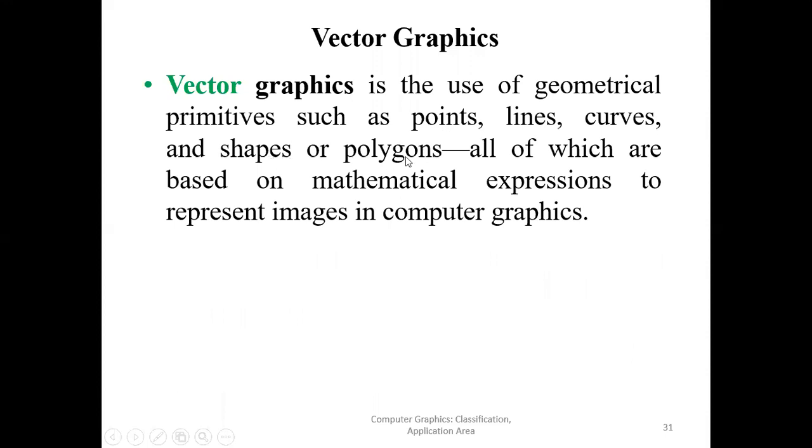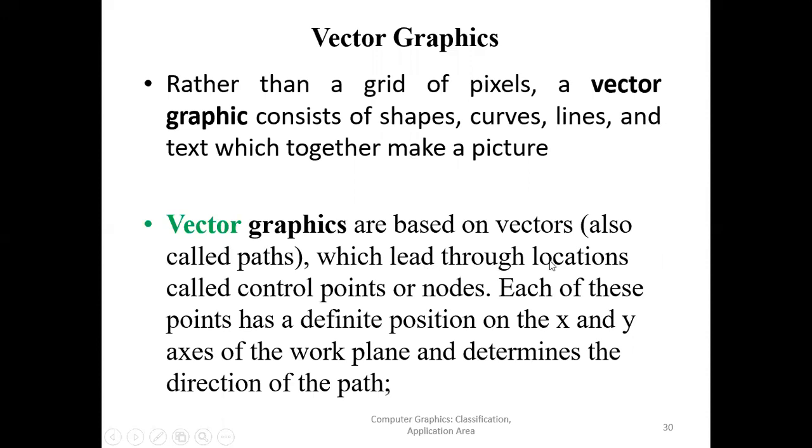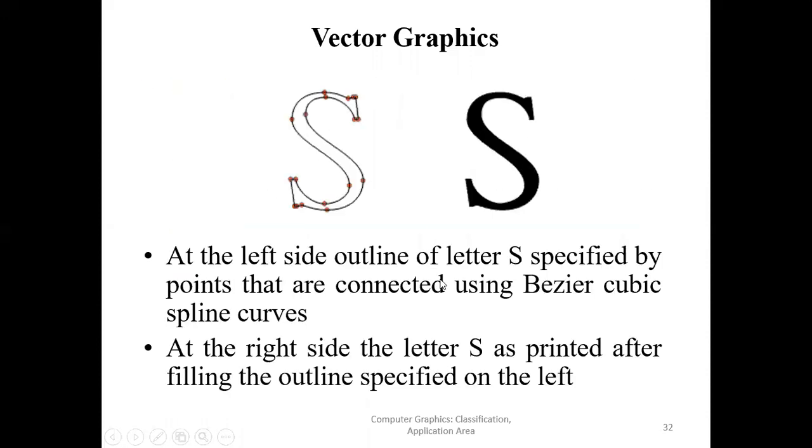So first of all, in vector graphics, we use geometric primitives such as points, lines, curves. And what else do we do? We lead through locations called control points. So if you want to draw a vector graphic, what is the first step? The first step is to find these control points, these points you see on the screen. Using mathematical formulas, you can find these control points.